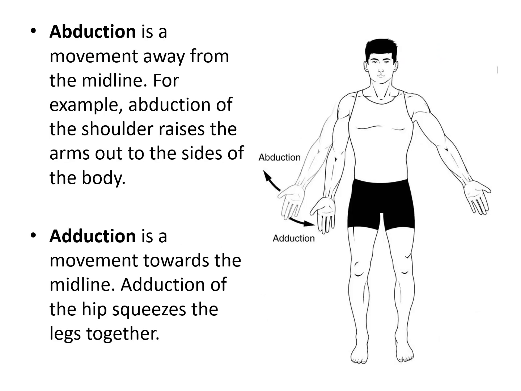Next is abduction. It is a movement away from the midline. For example, abduction of the shoulder raises the arms out of the side of the body. Next is adduction. Adduction is a movement towards the midline. An adduction of the hip squeezes the legs together.